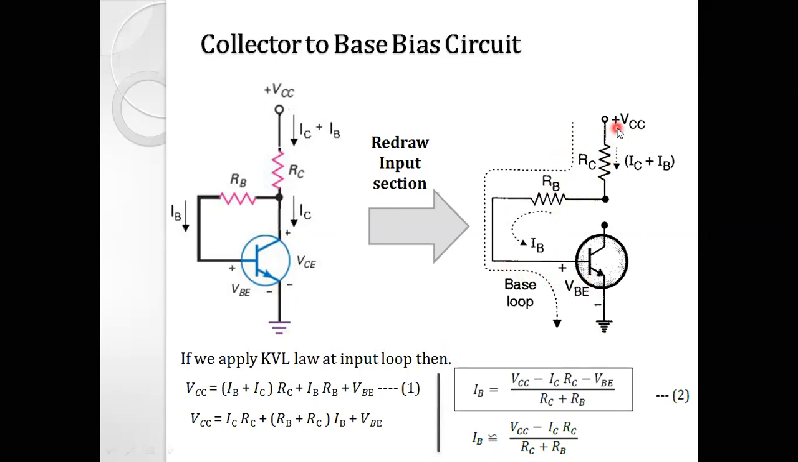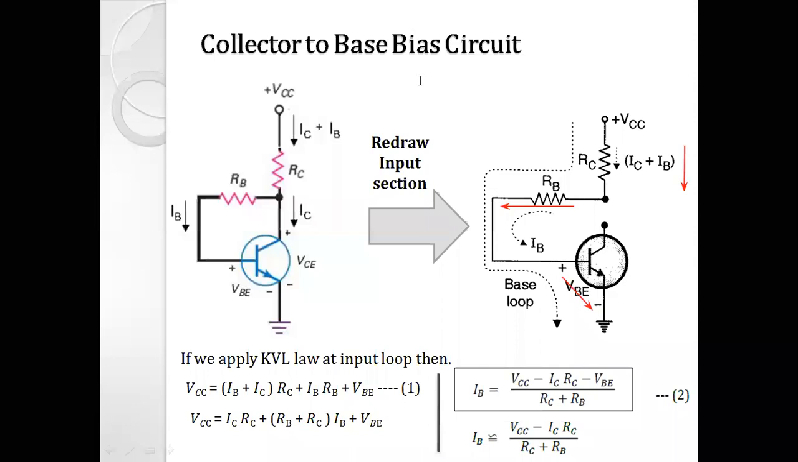Starting from the supply, that is VCC, the voltage drop takes place across this RC resistor. The upper terminal is the positive, the lower terminal is the negative, right? When we go from the positive to negative terminal, the voltage drop across this RC resistor is minus RC into (IC plus IB). Then this is also going from positive to negative, that is the drop across RB, and the current flowing through RB is IB, so minus IB into RB, and finally the drop across the junction is VBE.